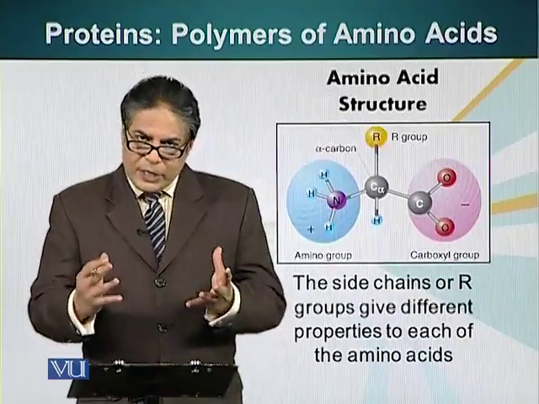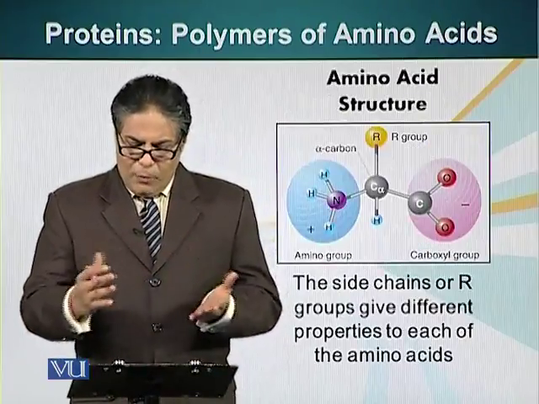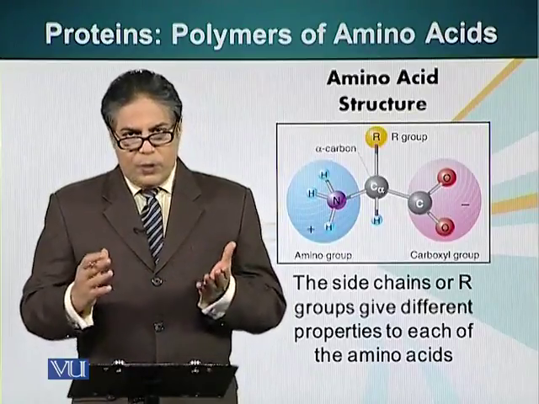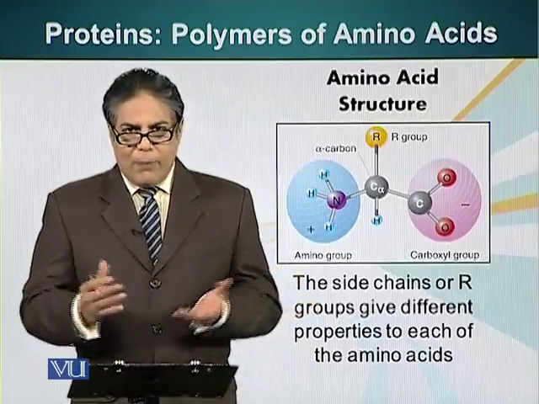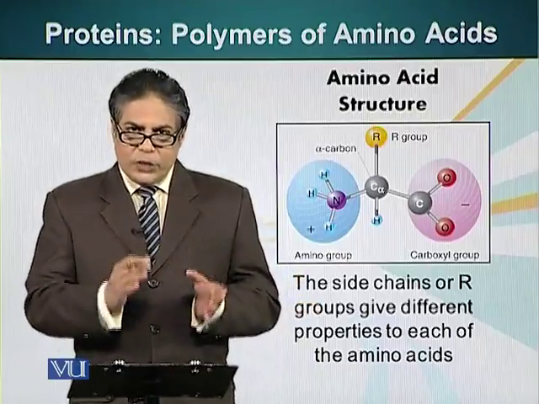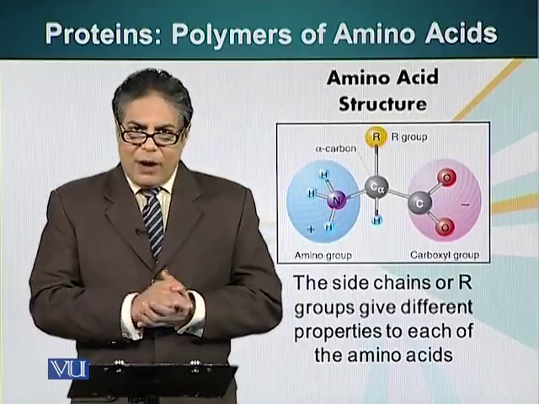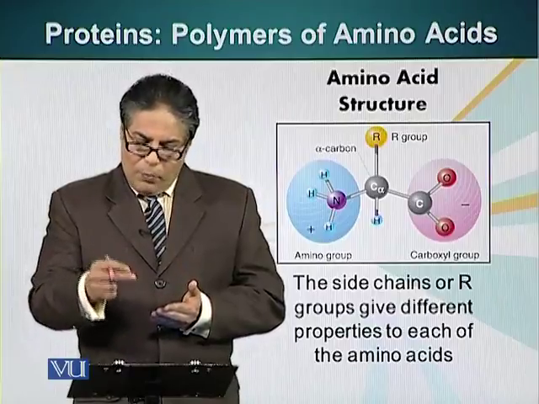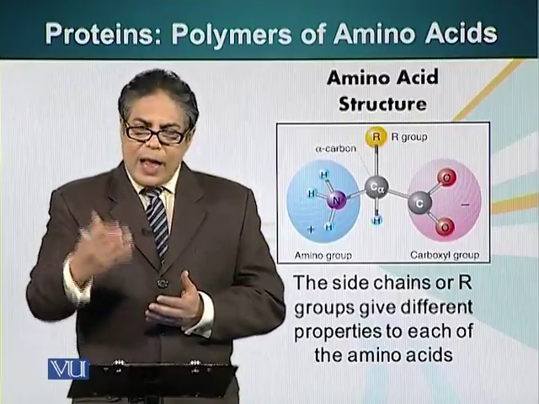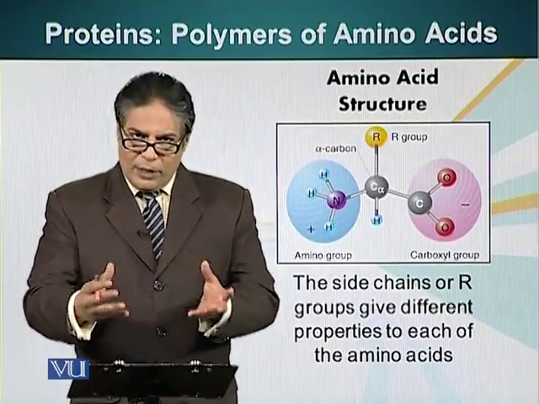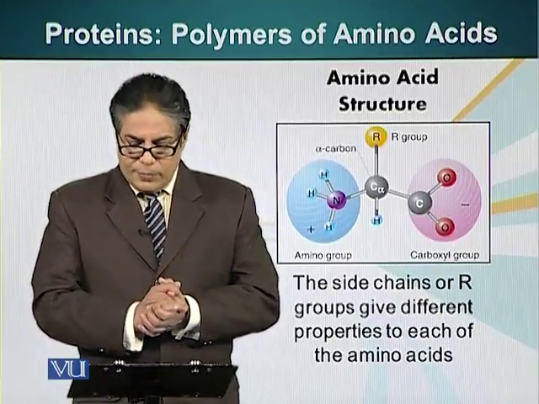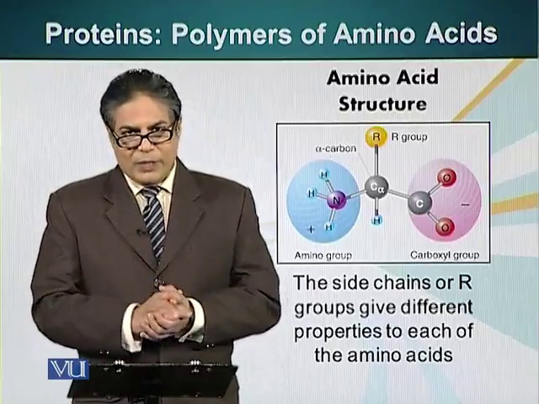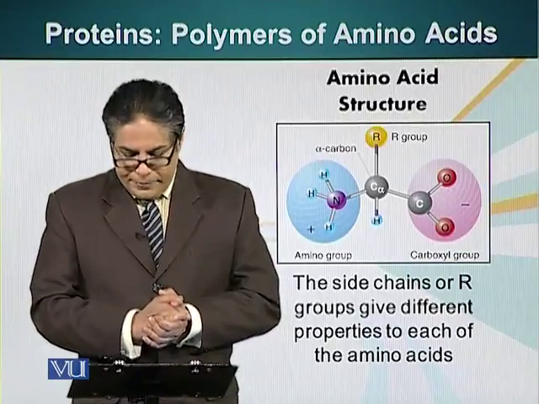Let's look at the basic structure of an amino acid. I've already mentioned that the amino acid has two groups, an amino group and a carboxyl group, attached to a central carbon. The central carbon has two other bonds. The central carbon forms a bond with a hydrogen atom and another bond with another group of atoms. In this case, this group of atoms is referred to as the R group.